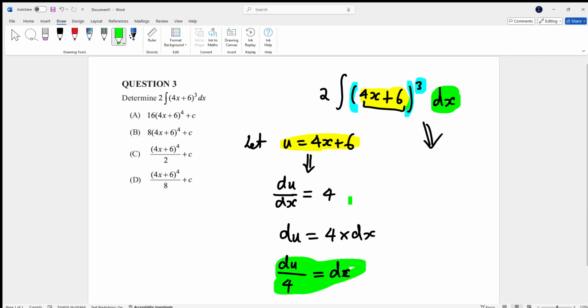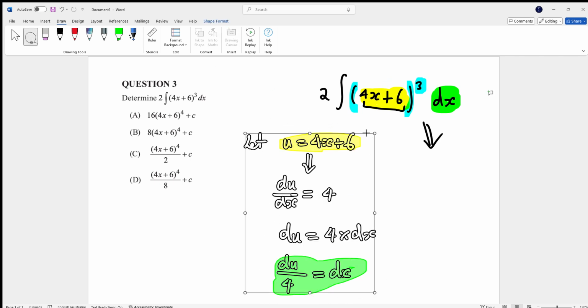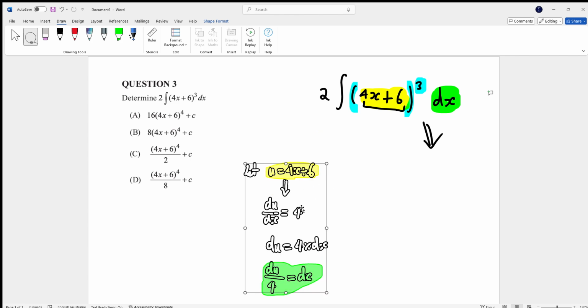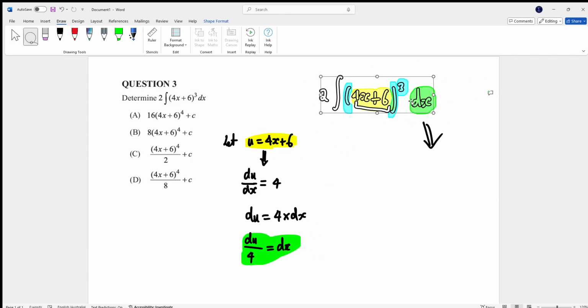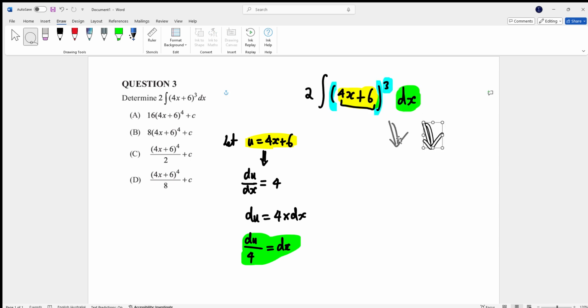So we're going to substitute the green and the yellow into this expression up here. So what I'm going to do is just move this to the side very quickly. Now again, if you have any questions about this one here, leave something in the comments. This is what we call U substitution. It's very powerful, works every single time, okay? So if I replace the yellow in there and the green in there, this is what I'll get. 2 integral u to the power of 3 du over 4.